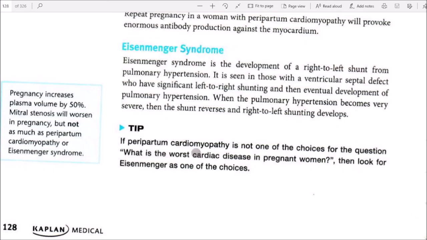Tip: if peripartum cardiomyopathy is not one of the choices for the question, what is the worst cardiac disease in pregnant women, then look for Eisenmenger as one of the choices. Pregnancy increases plasma volume by 50%. Mitral stenosis will worsen in pregnancy but not emerge as peripartum cardiomyopathy or Eisenmenger syndrome.